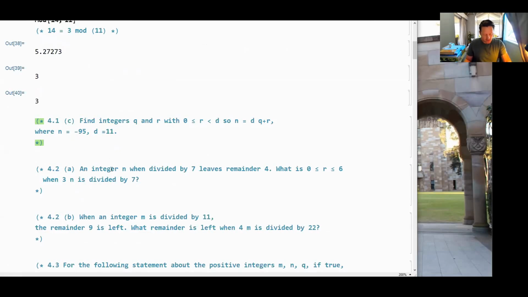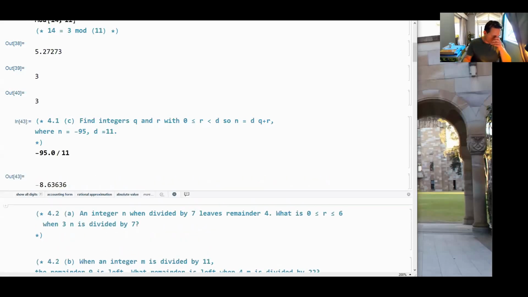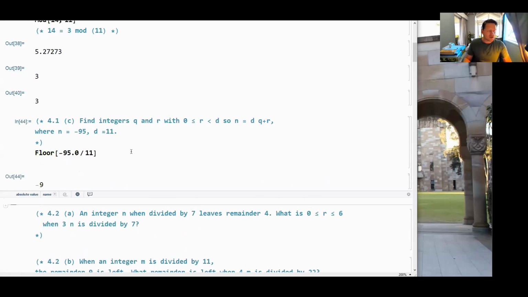Okay, so n is minus 95. First we want to find the quotient, all right? So I'll just take minus 95 and divide it by, what's the other one? 11. Okay, let's look at what that is. So we have minus 8.63. Now, remember, this is the greatest integer, so I think the floor is meant to be minus 9. It's a little bit tricky when they're negative. So I'll just use the floor function here to double check that for us. Okay, minus 9, that's good.